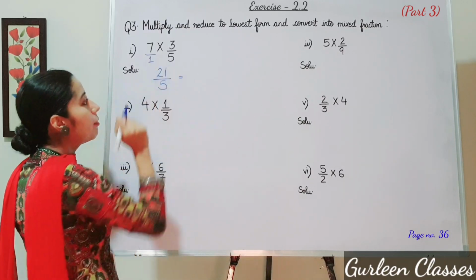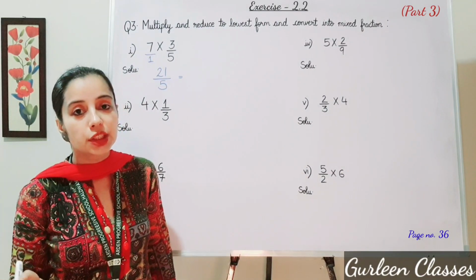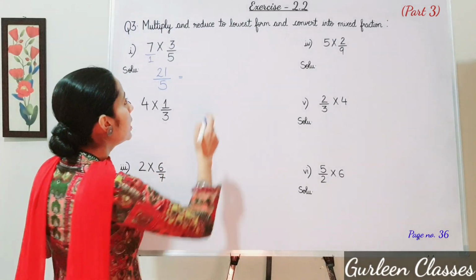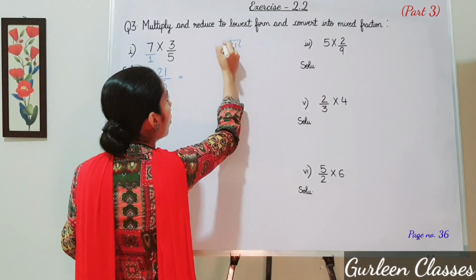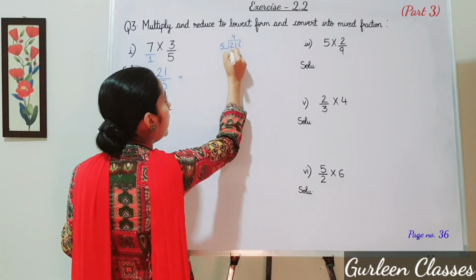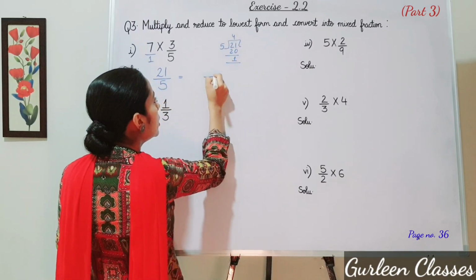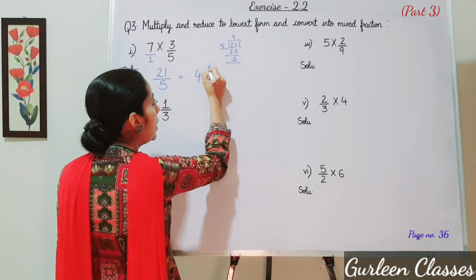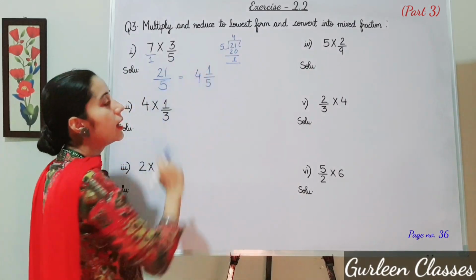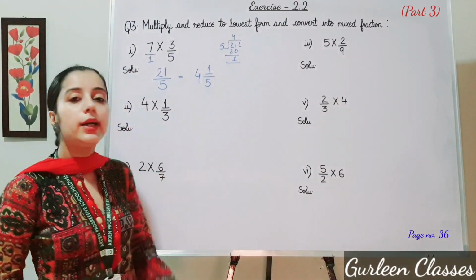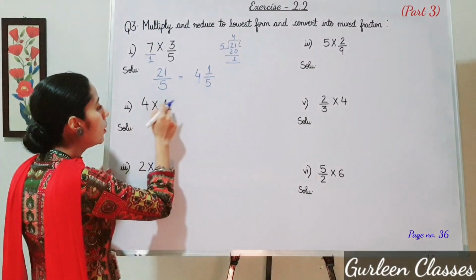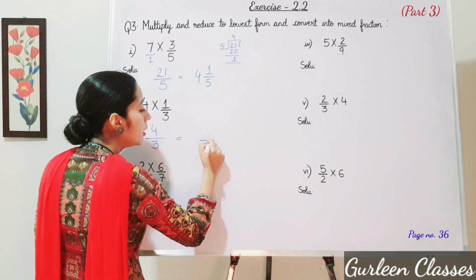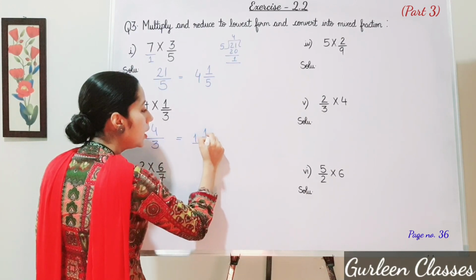So now this improper fraction can be converted into mixed fraction. And 21 upon 5 cannot be reduced into lowest term. So let us divide this. 21 upon 5. 5 4s are 20 and remainder is 1. So denominator remains same. Quotient will come in front and remainder will be numerator. 5 4s are 20 plus 1. Now second part, 4 into 1 upon 3. Multiply 4 into 1, 4 upon 3. Convert into mixed fraction. 3 1s are 3 plus 1, 4.